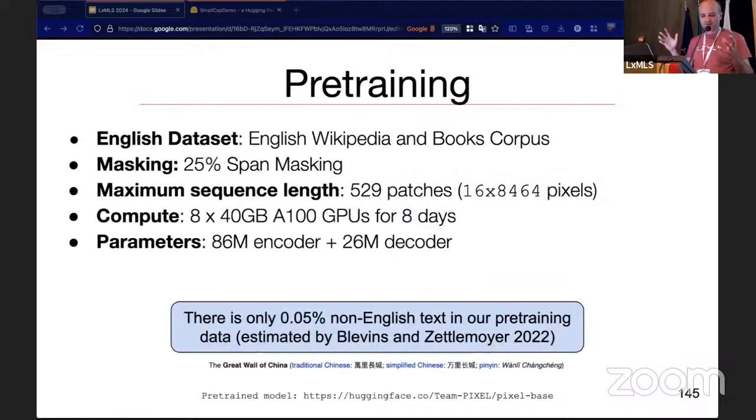So we take this idea of the model and we pre-train it using only English data. So this is the Wikipedia and Books corpus. And we trained it for 8 days on 8 A100 GPUs. But now we have this down to about 18 hours on A100 GPUs. And our model is super compact. It's just over 100 million parameters in total. And there's only a trace amount of non-English text within our pre-training data.